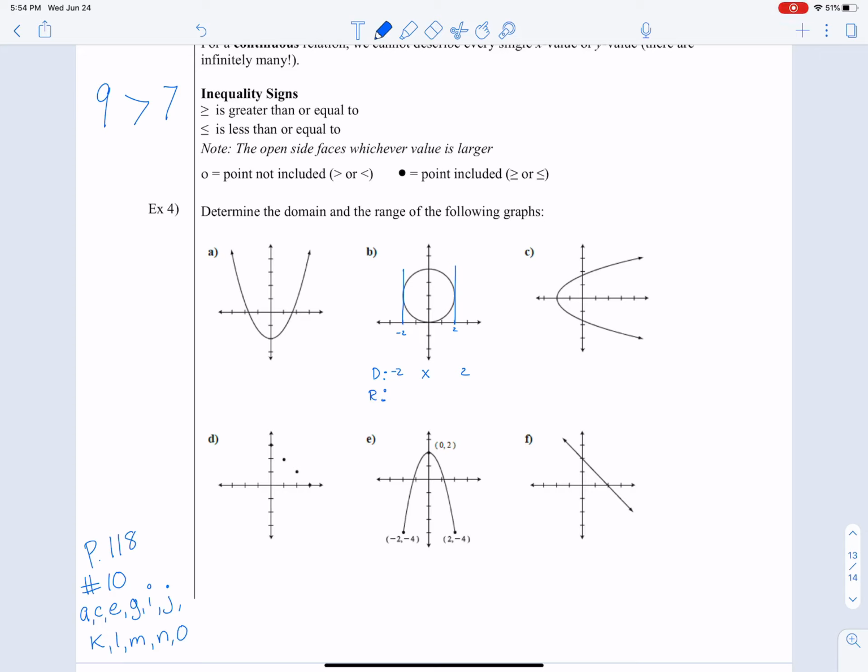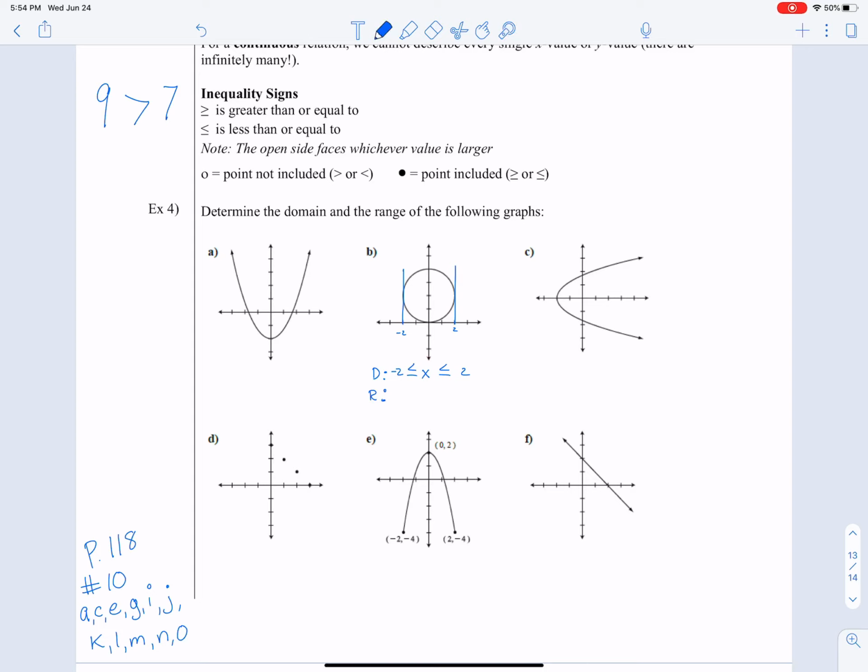Then we want our open part to be facing the larger number. So like this, because -2 is smaller than +2. Okay, so this means that x can be in between -2 and +2. So this is how we would write this out.